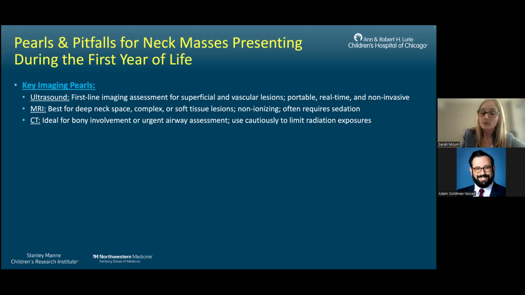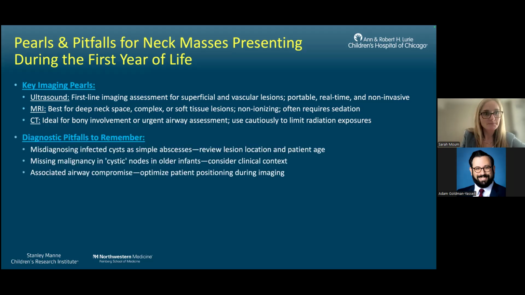Importantly, there's no ionizing radiation associated with them, but it does require sedation. CT will be helpful for looking for associated mineralizations, osseous involvement, and then CT may be desired over MRI if there's a concern about airway compromise as well, despite the radiation exposure.